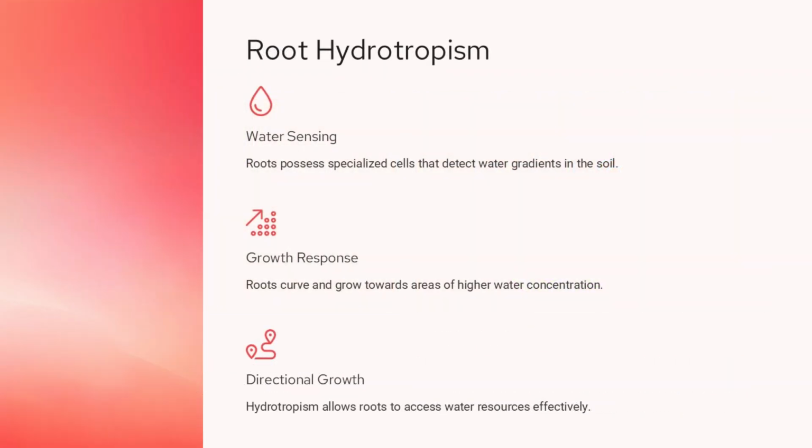Roots have specialized cells that can detect water gradients in the soil, allowing them to sense areas of higher moisture. When these water-sensing cells detect a water gradient, the roots will curve and grow towards the water source. This directional growth, known as hydrotropism, helps the plant efficiently access and utilize water resources in the soil. Hydrotropism is an important adaptation that enables plants to thrive in diverse environments by optimizing their access to water.